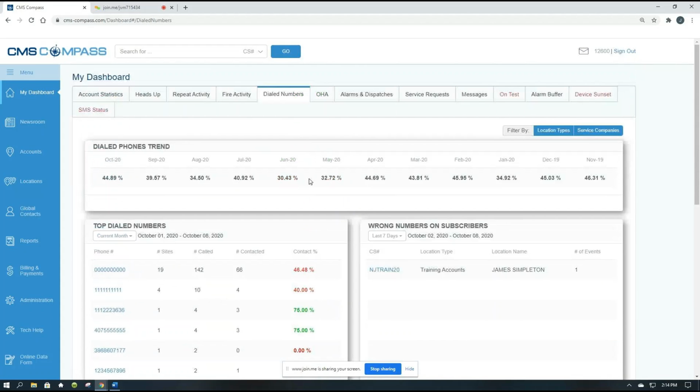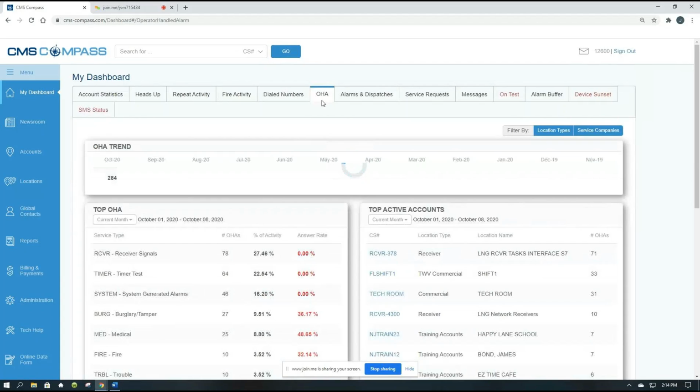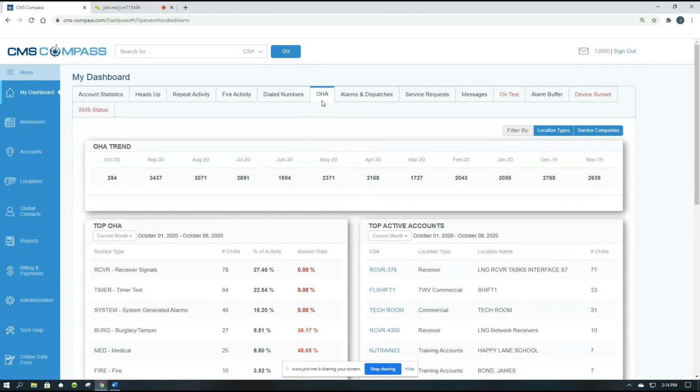Okay, so our next tab that we want to talk about is the OHA tab. OHAs in our world stand for Operator Handled Alarms. Simply put, these are alarm signals or signals from the panel that are coming in and dropping to a monitoring rep. So a monitoring rep at CMS has to do something with this account. Okay, it may be calling the premise just to notify them of a trouble. It might be a full-on burg or a full-on fire where they're calling the premises, they're calling the dispatch agencies, they're calling the contact list, whatever. Those are all considered operator-handled alarms.